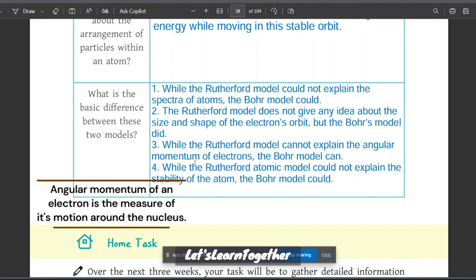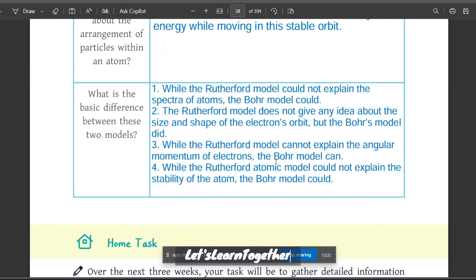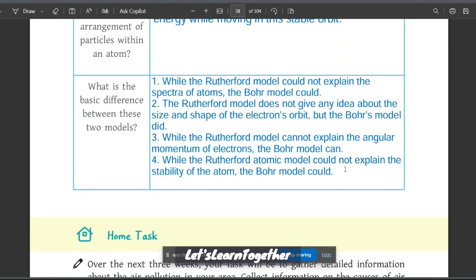Angular momentum basically means that we know that the electrons basically rotate around the nucleus, right, in fixed orbits, in fixed energy levels, or in fixed sub energy levels. So what is their angle while revolving, বা ওরা স্পেসিফিক্যালি কোন প্যাথে রোটেট করে, ওরা কিভাবে রোটেট করে, সেই রিলেটেড আইডিয়াগুলো বোর মডেল থেকে পাওয়া যায়, যেটা রাদারফোর্ড মডেলের ক্ষেত্রে আমরা করতে পারি না। তারপরে while the Rutherford atomic model could not explain the stability of the atom, the Bohr model could.